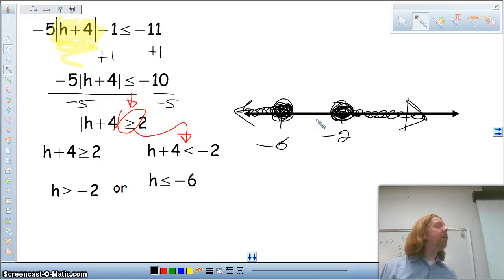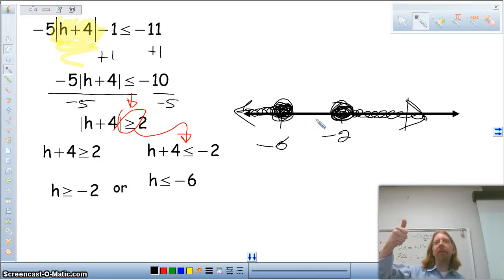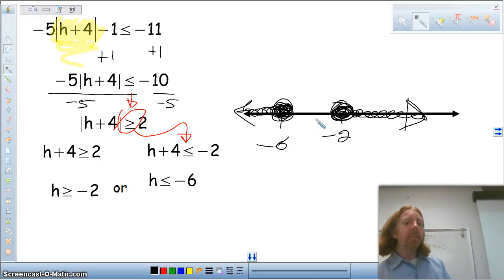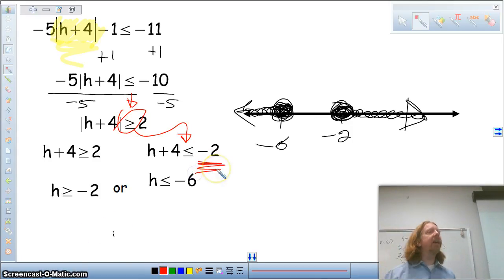I am a little worried about all the little things in this problem that happen. I've got the flipping inequality sign because I've divided by a negative. I've got the absolute value, so I have to split my two cases. It's an absolute value with an inequality, so one of my inequalities right there is a negative. So I have to be aware of these things.